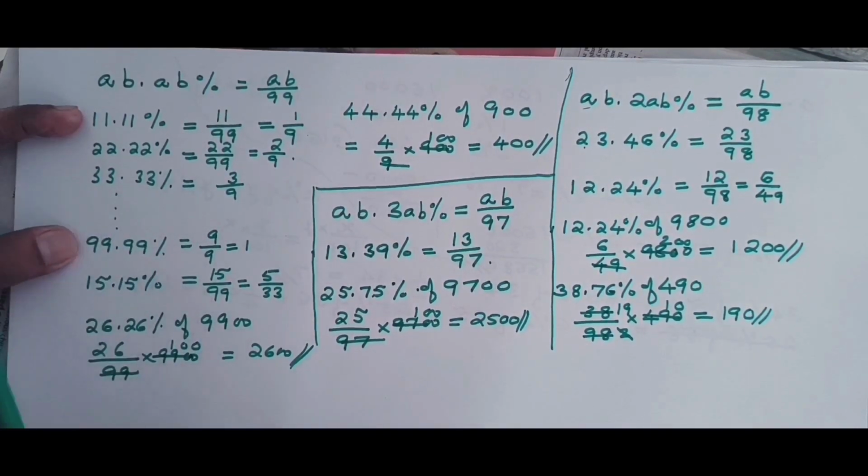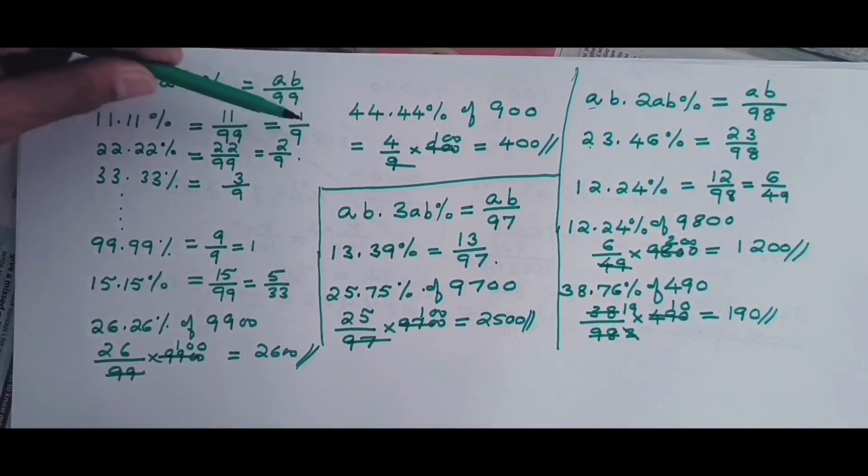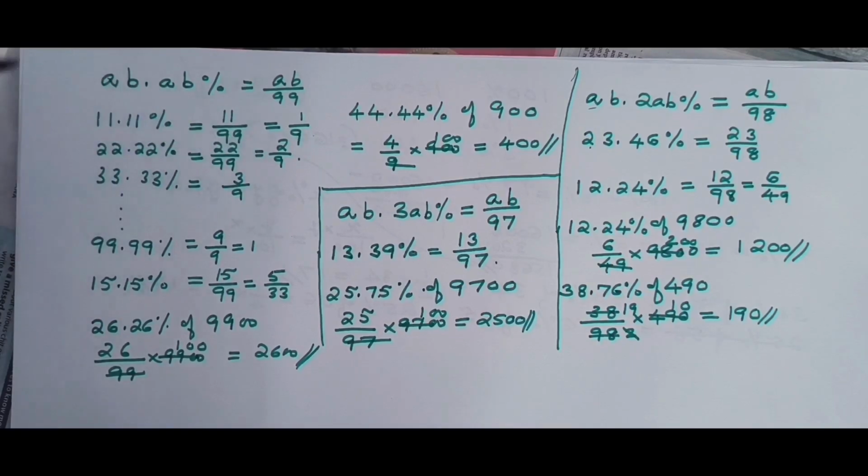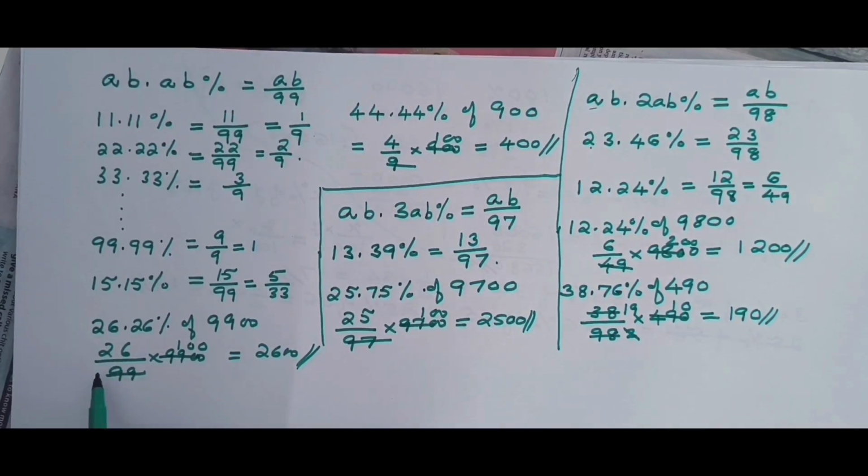But when you write these numbers, you don't need to go to this stage. It is further simplifiable. 11.11, 1 by 9. 22.22, 2 by 9. 83.33, 3 by 9. Like that it goes. For example, 77.77% will be 7 divided by 9. If it is the other way, you will write just 99 and then do the simplification if possible, which is not possible in all cases. For example, when you write 26 by 99, you can't further simplify here and get to a smaller number.